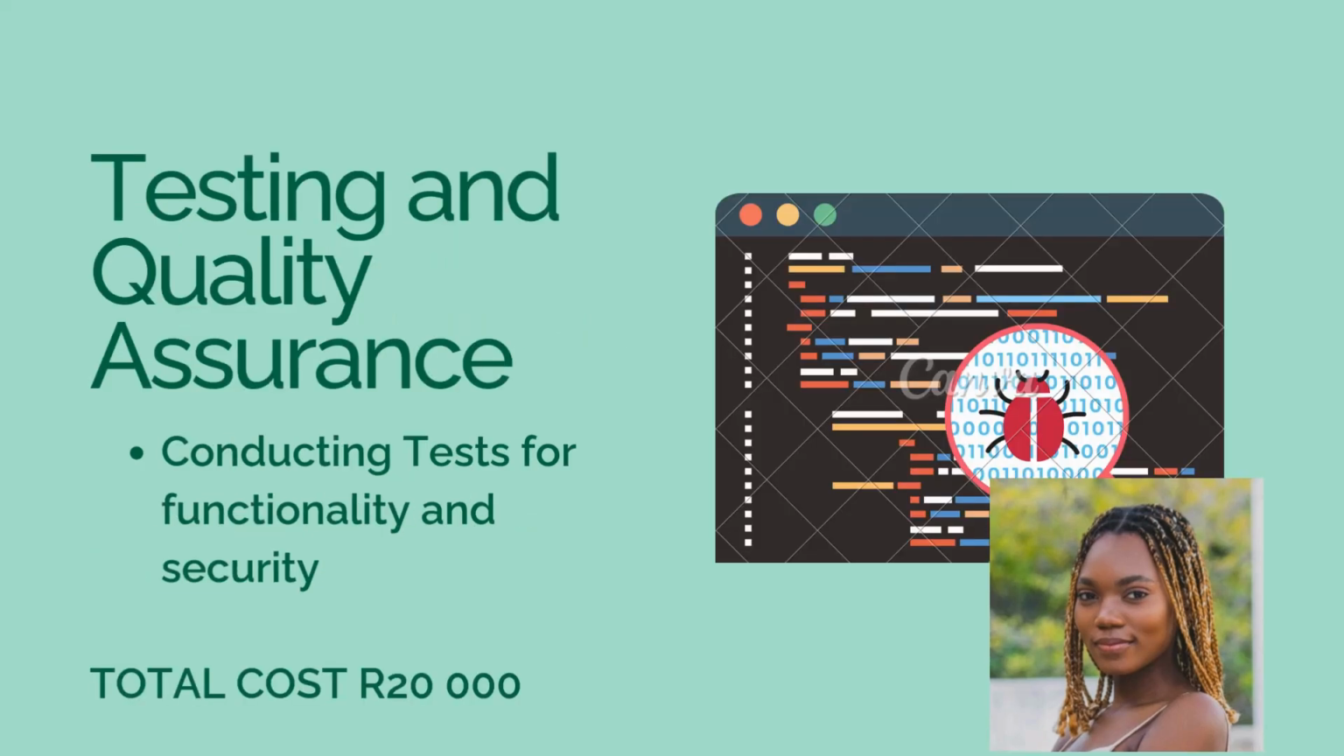And of course, at all parts, we need to make sure that the app is tested and is of quality. So, for testing, conducting unit tests, integration tests, and user acceptance tests, we need to make sure that this app is as functional as it's supposed to be and it does what it needs to do. And we also need to make sure that it's secure.